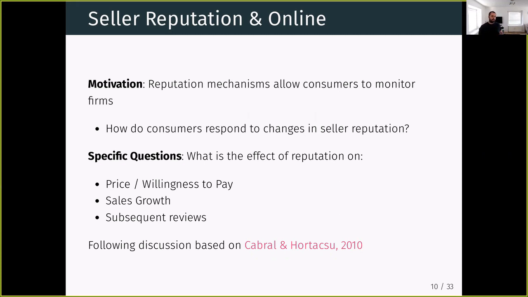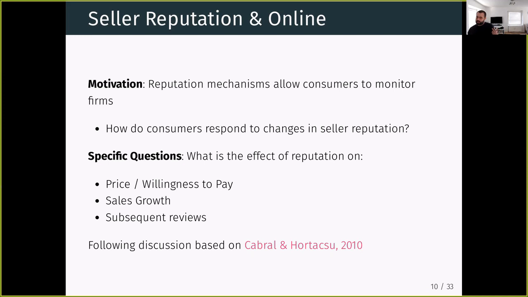First, does it affect the prices that the firm can get once their reviews change? We're going to focus on negative changes, the idea that you get more negative reviews. If you get more negative reviews, does that impact your ability to charge a certain price, or consumers' willingness to pay a certain price?